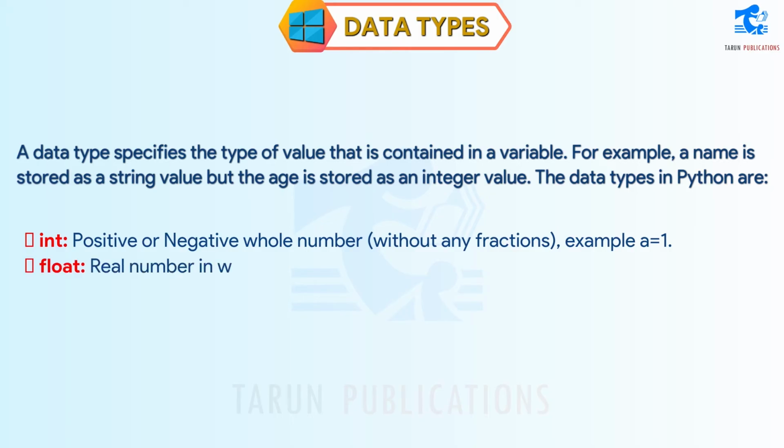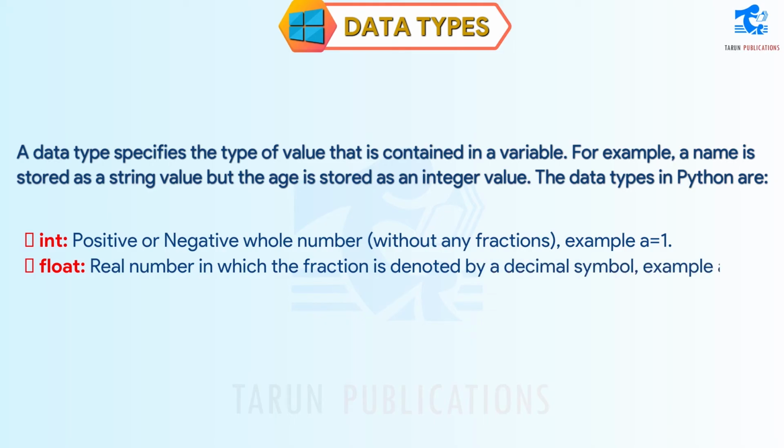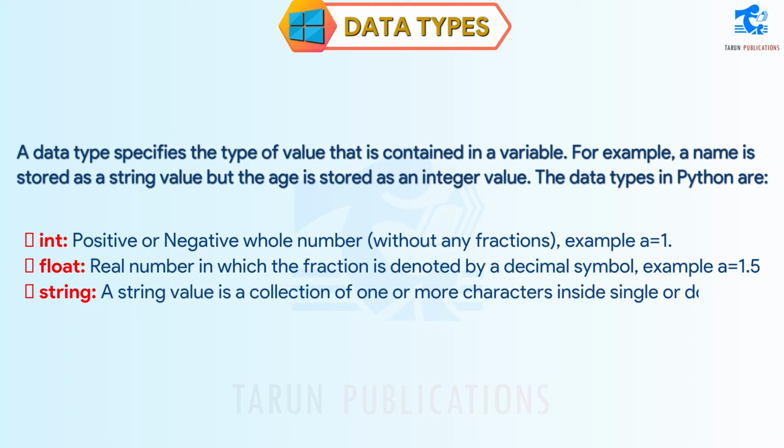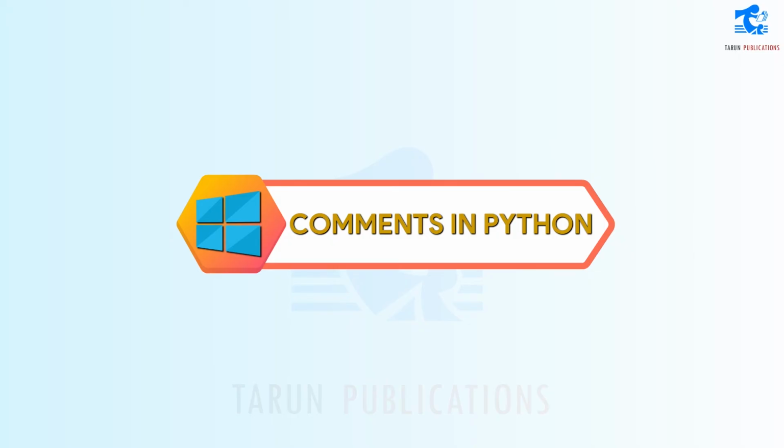Float: a real number in which the fraction is denoted by a decimal symbol. Example: a = 1.5. String: a string value is a collection of one or more characters inside single or double quotes. Example: a = "welcome".